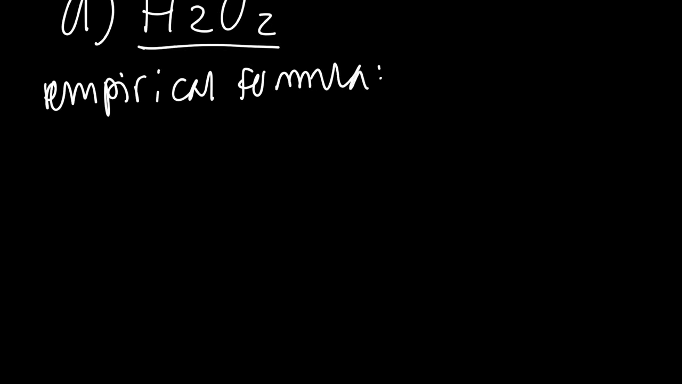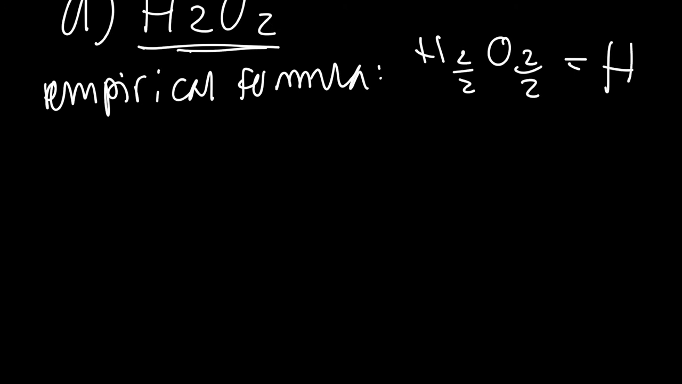Empirical formula. Right away you can tell that the lowest common denominator for these values right here is 2. So if you divide each of these by 2, you get H2 over 2, O2 over 2. That gives you HO. So that is your empirical formula. It shows you that for every 1 hydrogen atom you have 1 oxygen atom. I'm going to go ahead and box that.